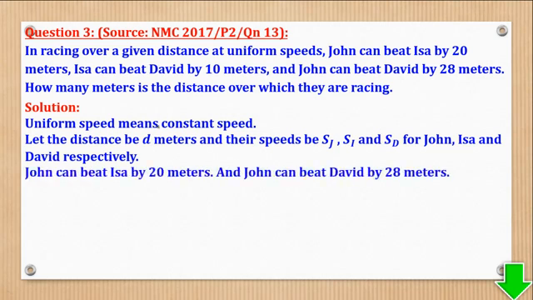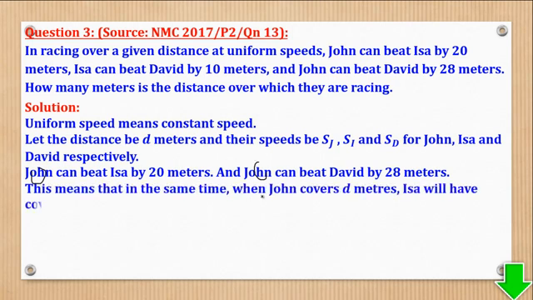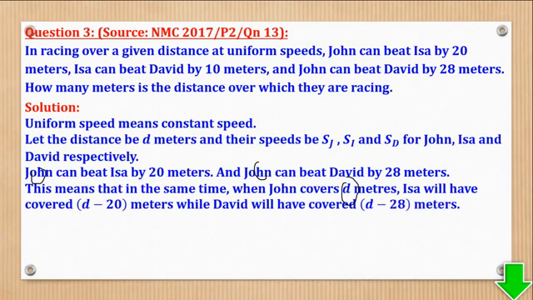So let's go statement by statement. The first one said John can beat Isa by 20 meters, and John can beat David by 28 meters. So we have John here and John here. That means that in the same time, when John covers d meters, Isa will have covered d minus 20, because John is ahead of Isa by 20. Also, David will have covered d minus 28, because John is ahead of David by 28 meters. It was also a little tricky to interpret that.